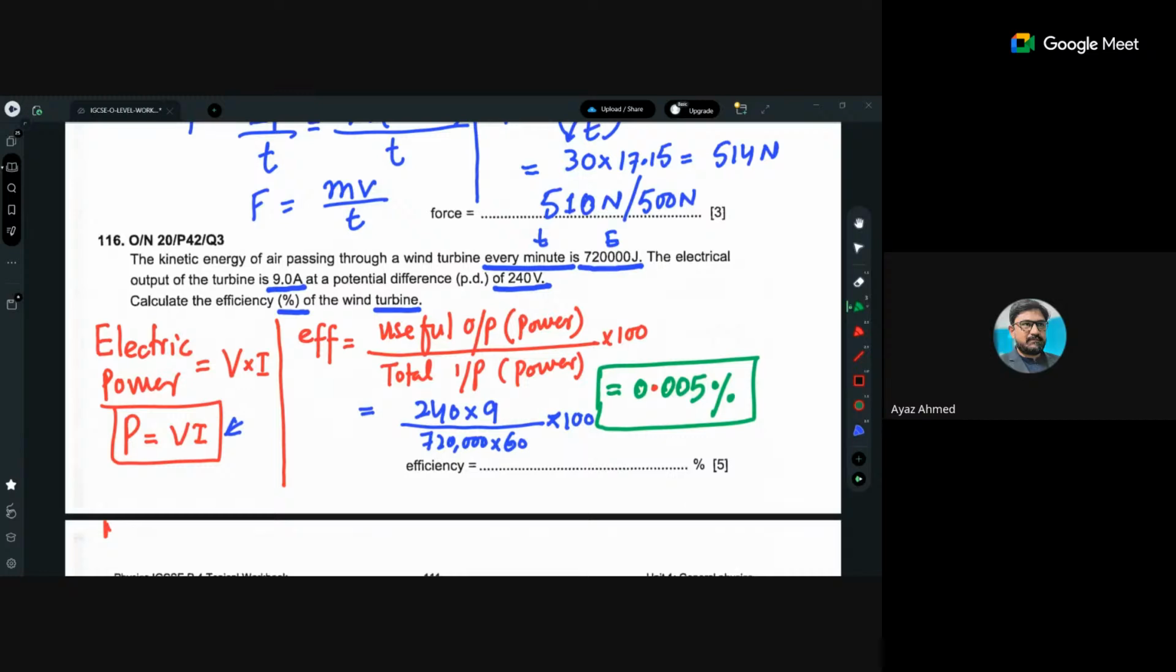Yes, it is 0.005%, right? Is it clear to all? That's why, sir. This question is of 5 marks, so I believe it would be quite clear now. It is not difficult to score 5 marks.